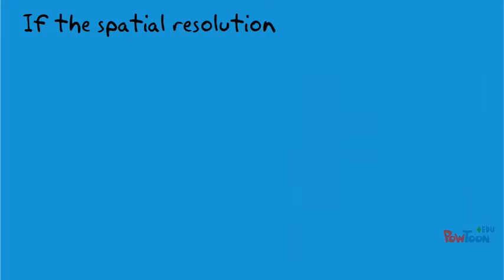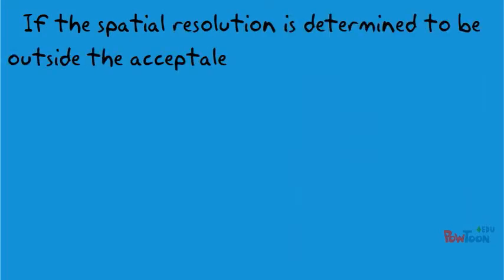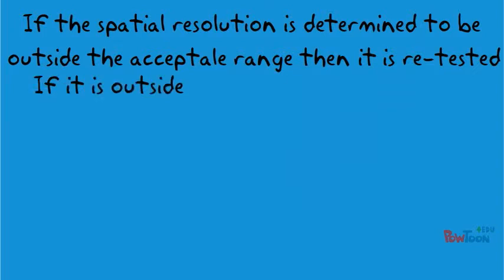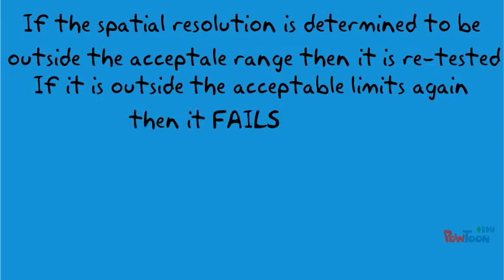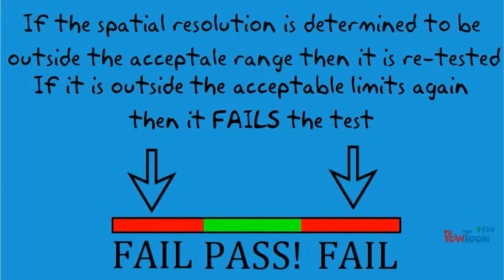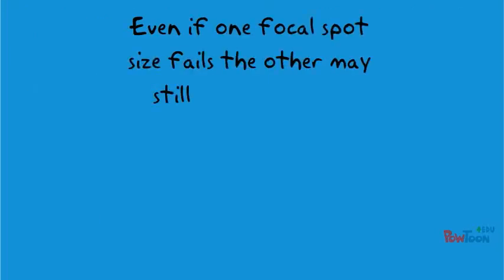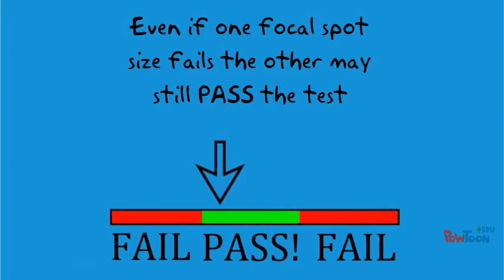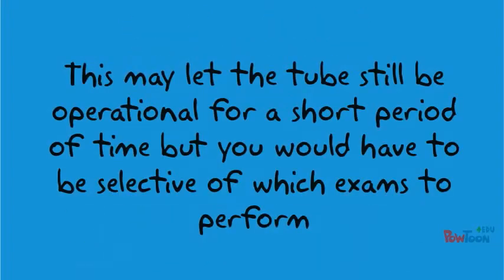If the spatial resolution is determined to be outside the acceptable range, then it is retested. If it is outside the acceptable limits again, then it fails the test. Even if one focal spot size fails, the other may still pass the test. This may let the tube still be operational for a short period of time, but you would have to be selective of which exams to perform.